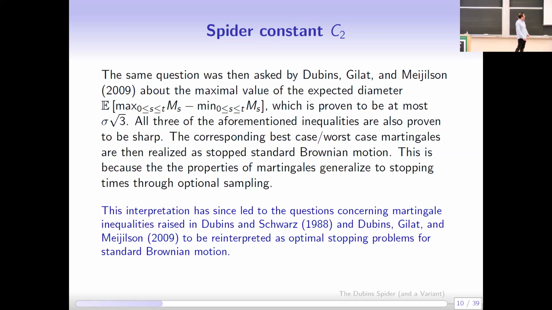And then, of course, the corresponding worst cases for martingales, you can realize them as stopped standard Brownian motion. Why? Because of optional sampling, right? The properties of the generalized martingale inequalities generalize to stopping theory through optional sampling. And so, of course, this has led to questions concerning martingale inequalities often being reinterpreted as optimal stopping problems for standard Brownian motion.